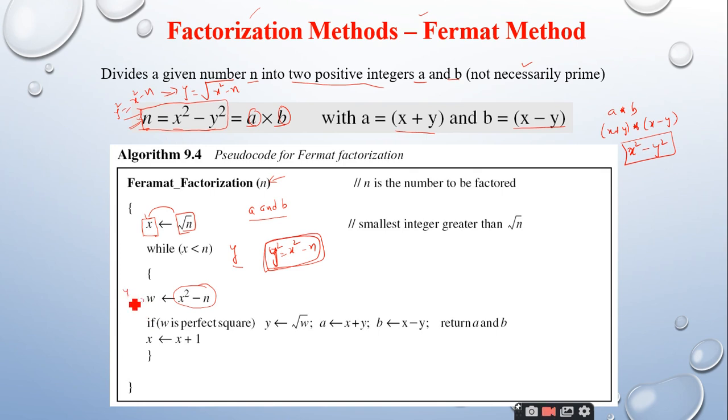This y double is nothing but y square. Don't get confused. y square is equal to x square minus n. That means y is equal to square root of x square minus n. Once you identify this y, you can simply calculate the values of a and b by the formula a is equal to x plus y and b is equal to x minus y. And finally, the algorithm is going to return the values of a and b. Is it clear?